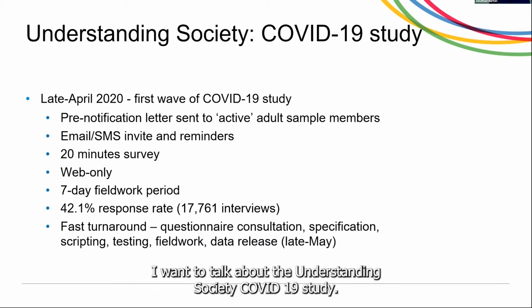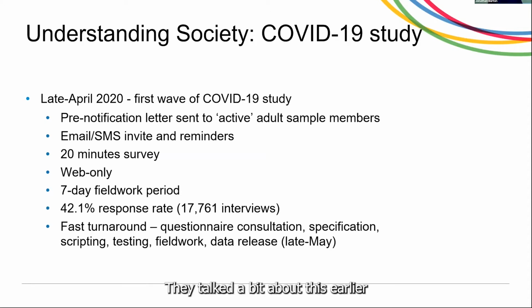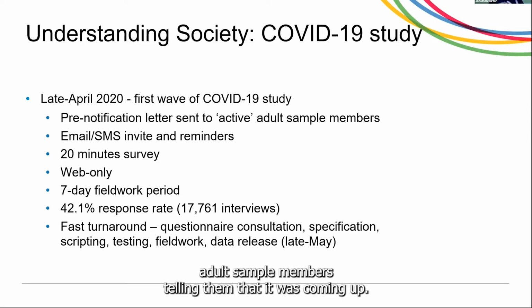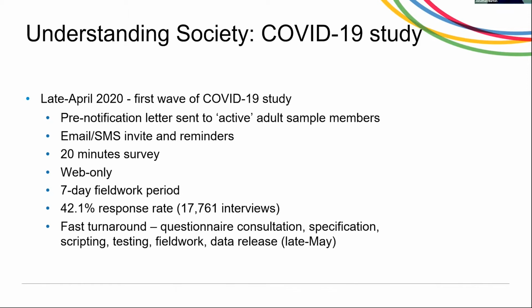I'm going to talk about the Understanding Society COVID-19 study. So Dan talked a bit about this earlier, and just some basic information about the first wave started in late April 2020. We had a pre-notification letter, which we sent to all active adult sample members, telling them that this was coming up. People were invited by email, by SMS. There were also email and SMS reminders.